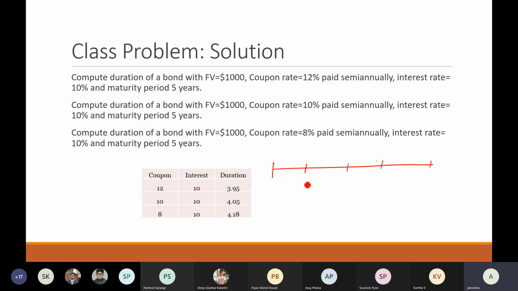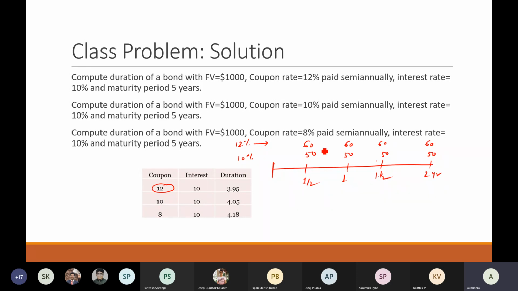Here you see we have 6 months, 1 year, this is 1.5, and this is 2 year. So when you have a 12% coupon, remember 1,000 is the face value, so 120. So in this case you are getting 60 rupee every semi-annual period. And when your coupon rate is 10%, you will be getting 50 rupee.